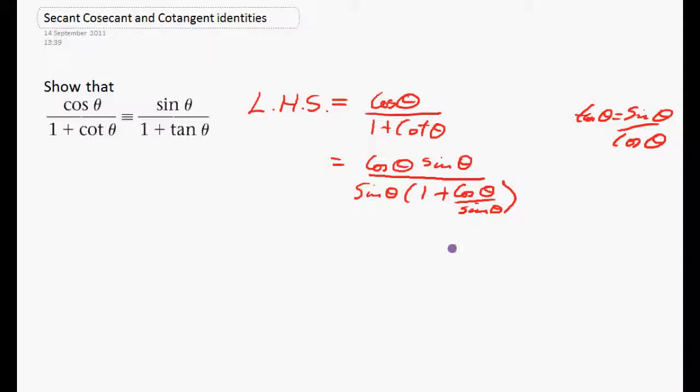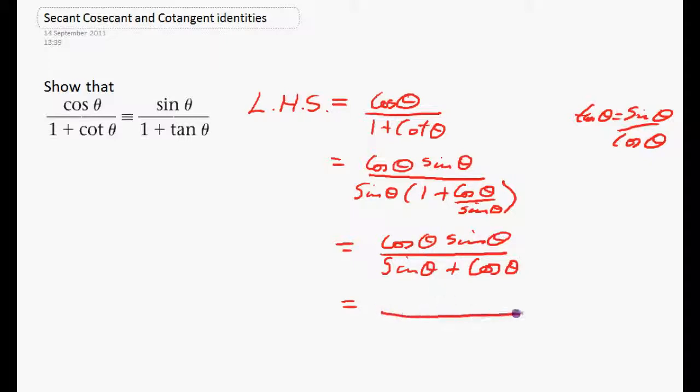And see where that gets us. So this is equal to cos theta over sine theta. And then we get sine times 1 is sine theta. Sine theta times cos theta over sine theta is cos theta. Now, what am I trying to do? I'm trying to get sine theta on its own on the top, and I've got this cos theta times too much. So why not divide top and bottom by cos theta now?